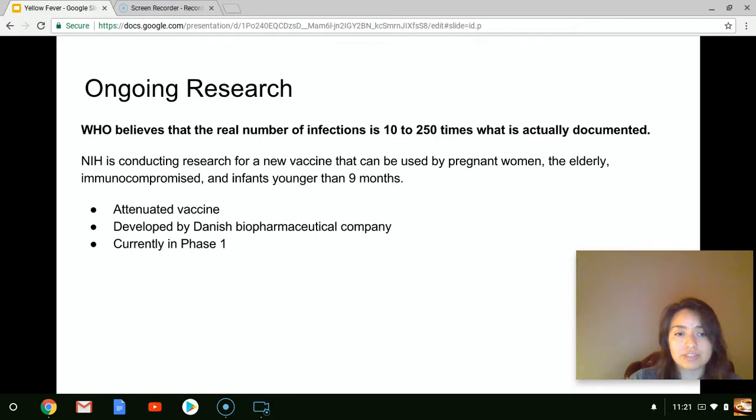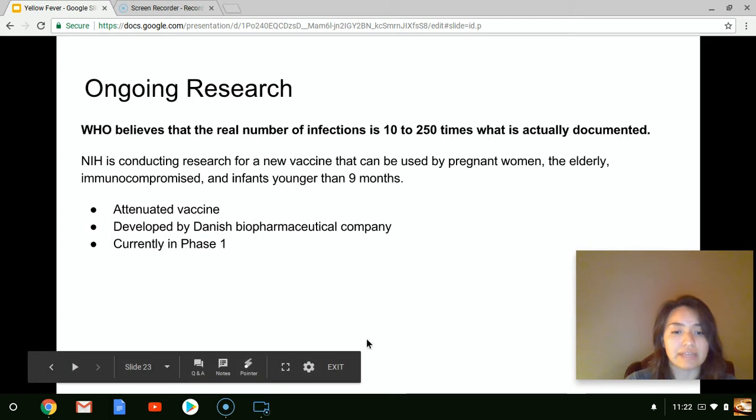So ongoing research, the NIH is conducting research for a new vaccine that could be used by pregnant women, elderly, immunocompromised, and infants younger than 9 months. It's another attenuated vaccine and is currently in phase 1 in development. They're just trying to allow the vaccine to be administered to more people so that it can save more lives.